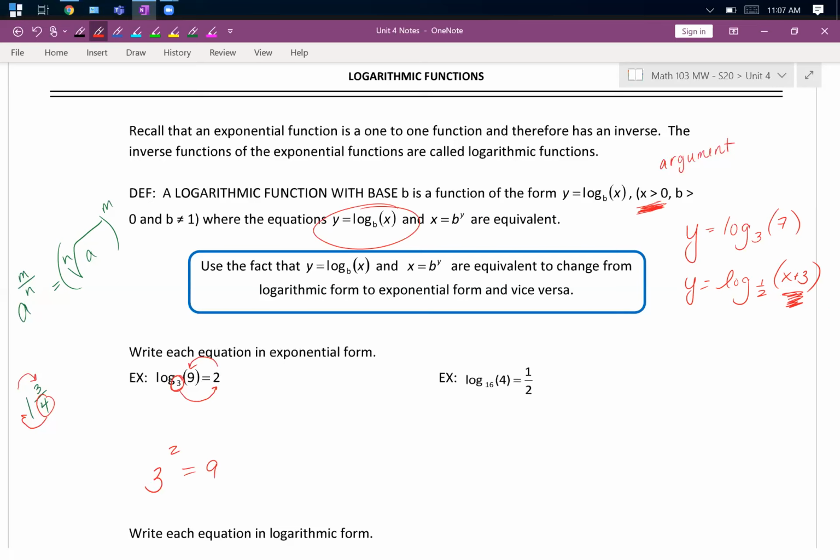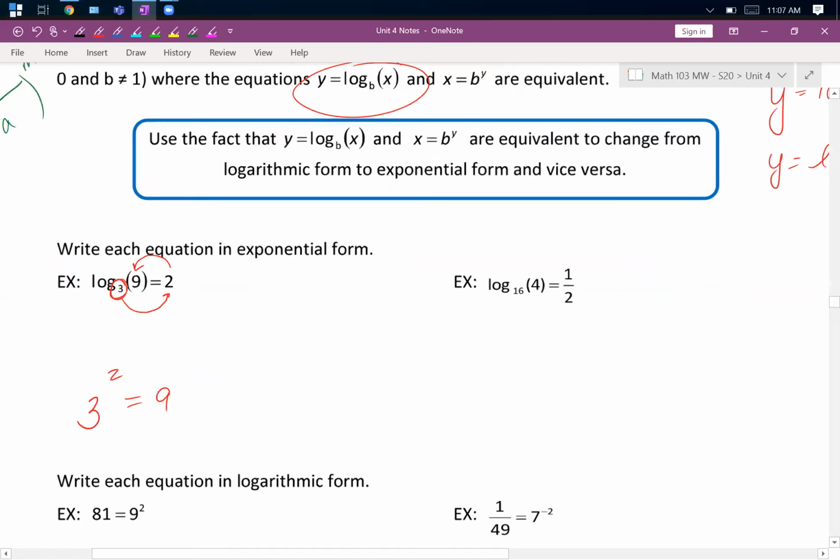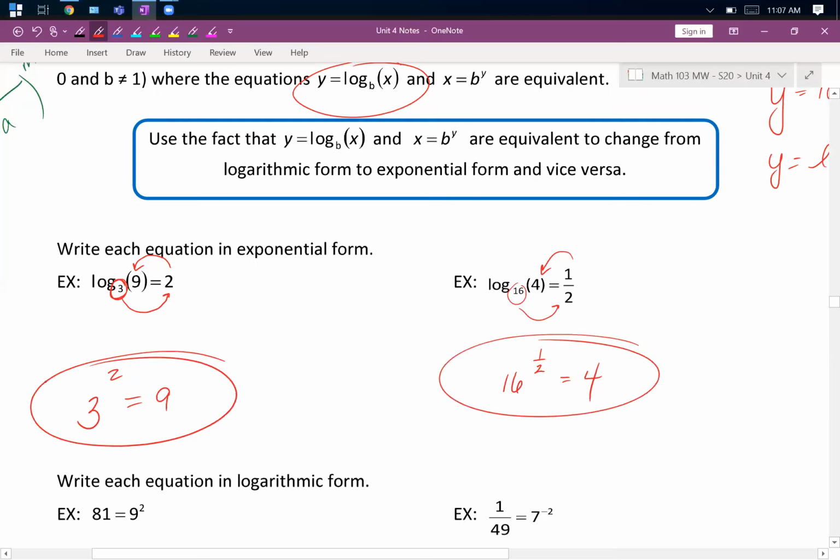We want to rewrite log base 16 of 4 equal to 1/2. The exponential base and the logarithmic base are always the same. So 16, and then I always remember the circle. 16 to the 1/2 is equal to 4. And those are our rewrites. Questions at all on the rewrite?